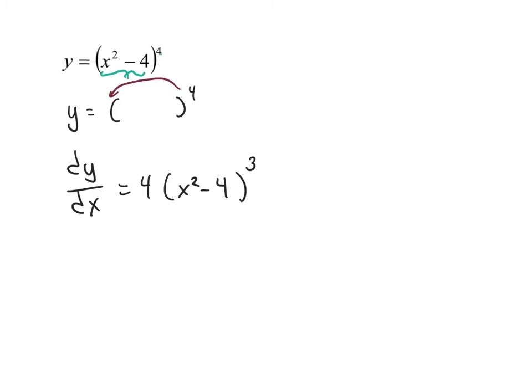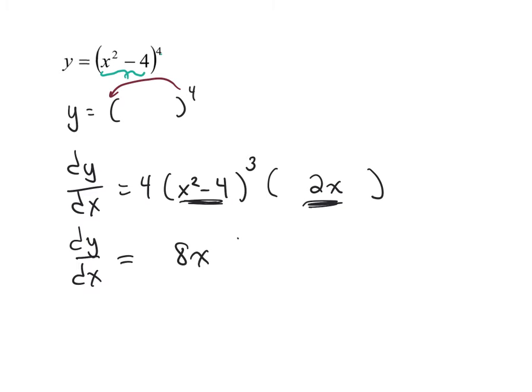We take the 4 down, we take one less power. But now the key thing is we're going to multiply this by the derivative of the inside. And the derivative of x squared minus 4 is simply 2x. So the key thing is the inside doesn't change. We take the derivative with respect to the inside. So you see how this didn't change? But then we multiply by the derivative of that to the outside. That's the big difference. And then if I simplify this, dy dx is 8x times x squared minus 4 cubed.